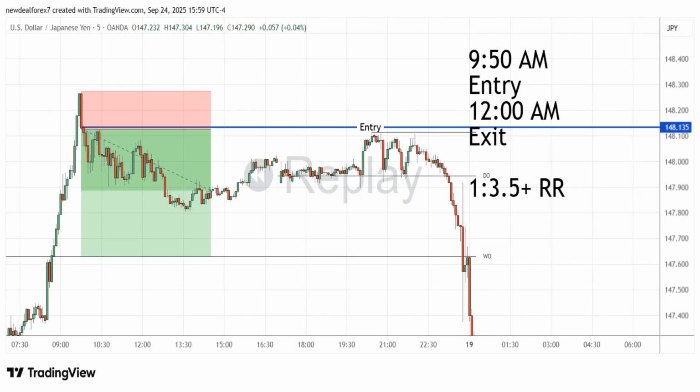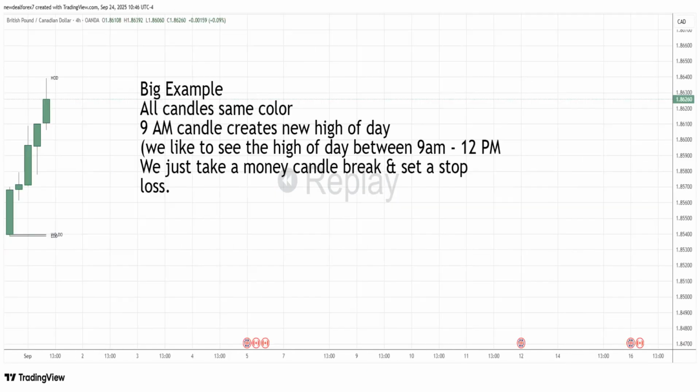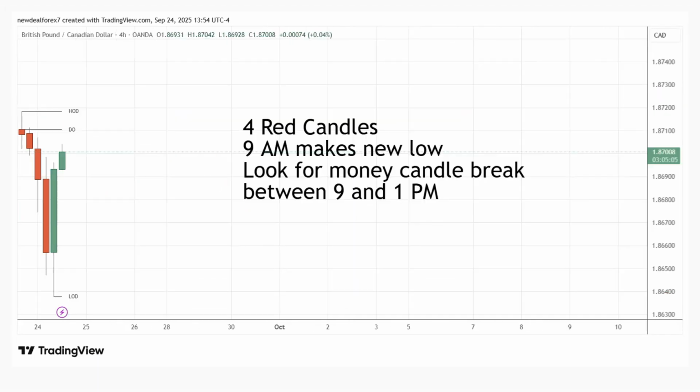Let's go back. Let's refresh our memory. This one. Okay, sometimes you'll get a 5th candle of the same color, but when you see that happen and this high holds, then you could be in for a big move, but it's going to come the next day. But not this one. Let's take a look at the loser.